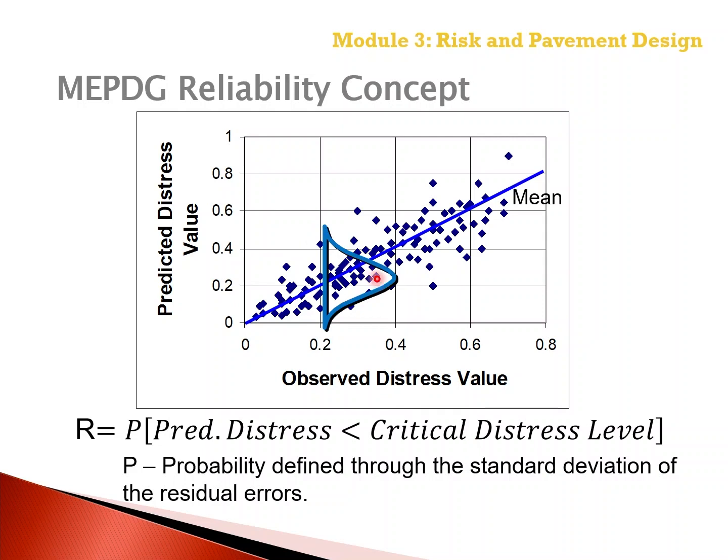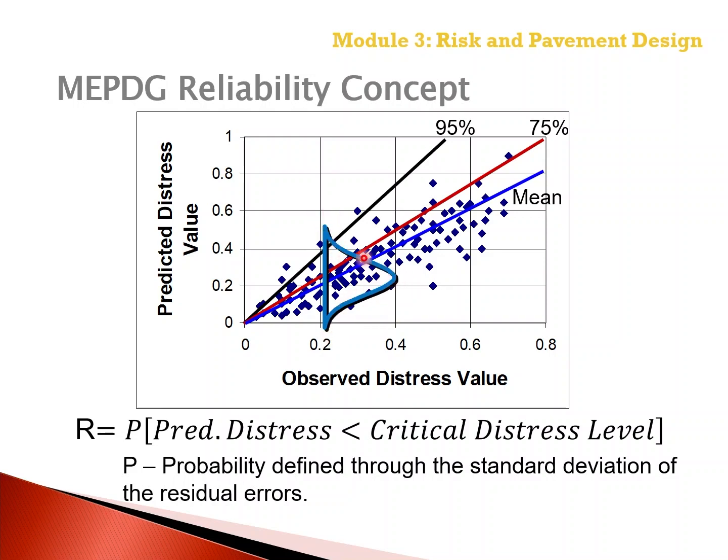So this shows, as an example here, the distribution of the residual errors, in other words, the standard deviation of the residual errors between observed and predicted values. And so if we're at a 75% level, that means that 25% of the sections would have a higher predicted value than our observed value at this predicted distress. And if we want a 95% level, what the 95% reliability level means is only 5% of our predicted values would be greater than our observed values.